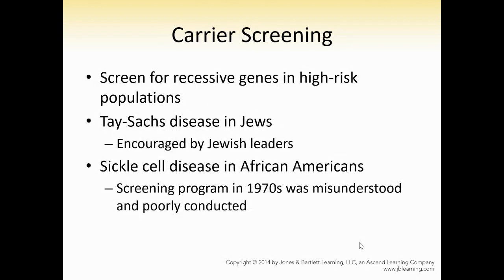When we look at carrier screening, this would be screening the parents or the potential parents if you're looking to have a child. They're screening for recessive genes in high-risk populations. An example would be Tay-Sachs disease in Jews, and these were actually European Jews. This was encouraged by Jewish leaders. Sickle cell disease in African Americans. The screening program in the 1970s was really misunderstood and poorly conducted.